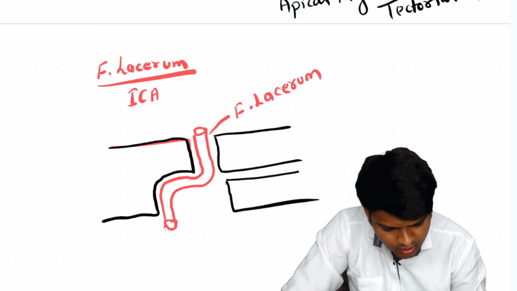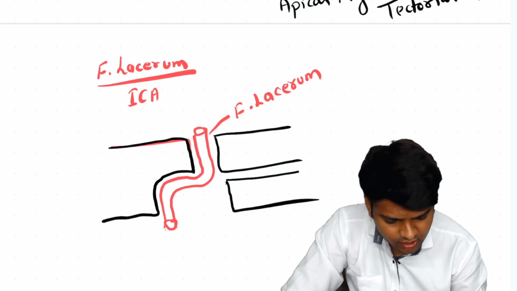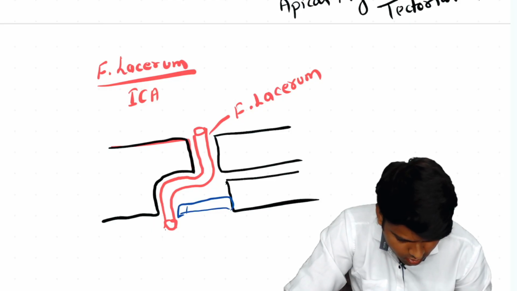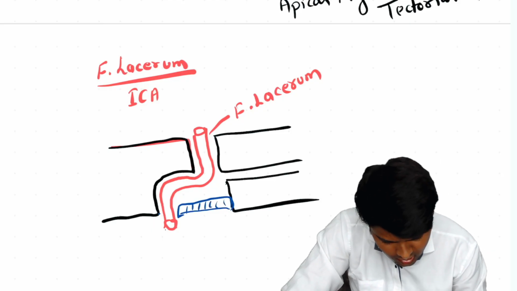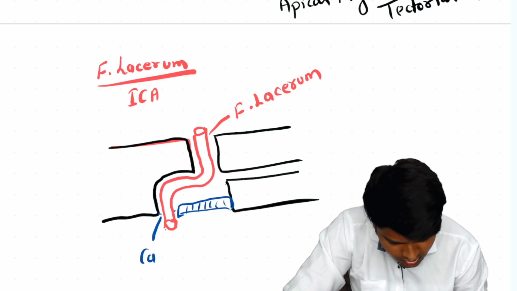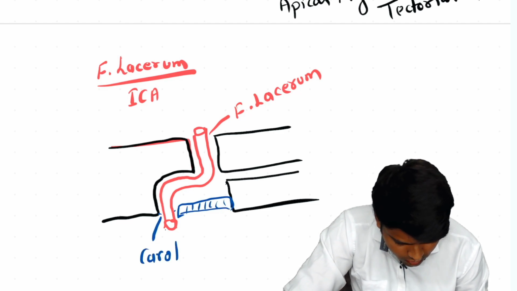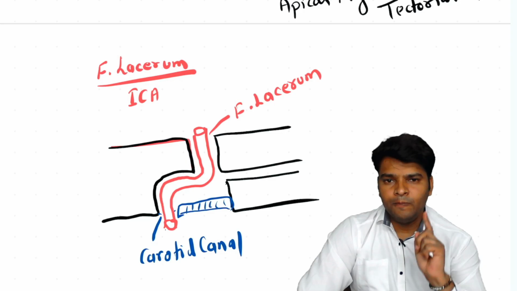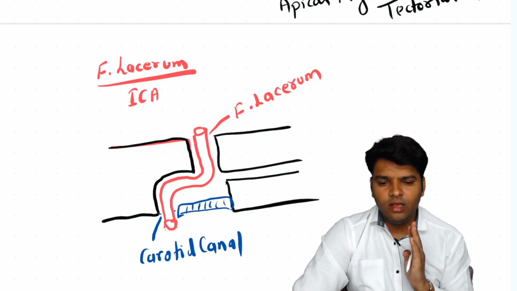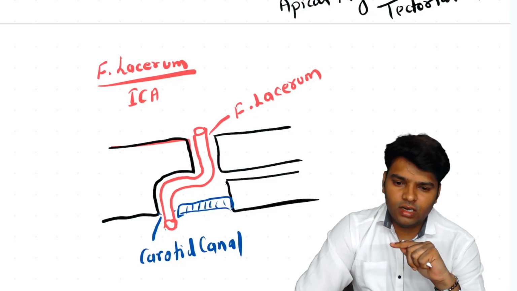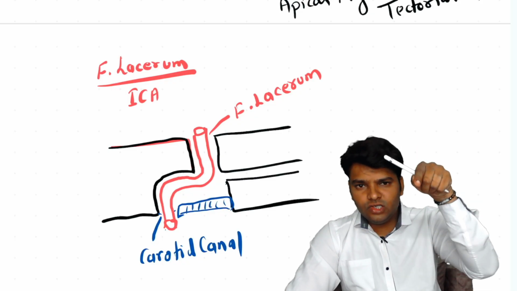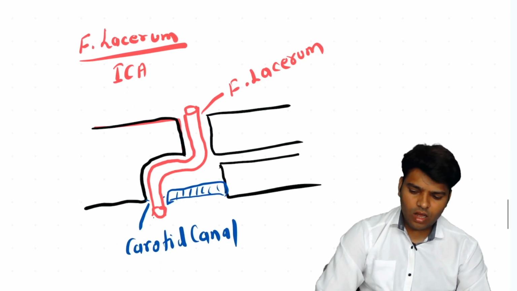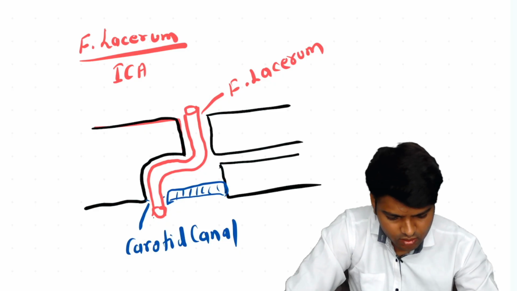So this is the foramen lacerum, and here this area is closed with cartilage. This part is called the carotid canal. So the internal carotid artery enters the skull base through the carotid canal, and after that reaches the cranium area through the foramen lacerum. And I think you all know about this.